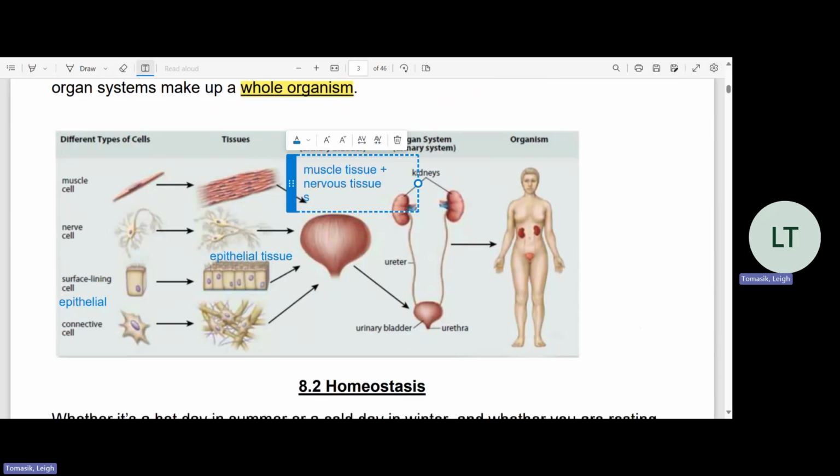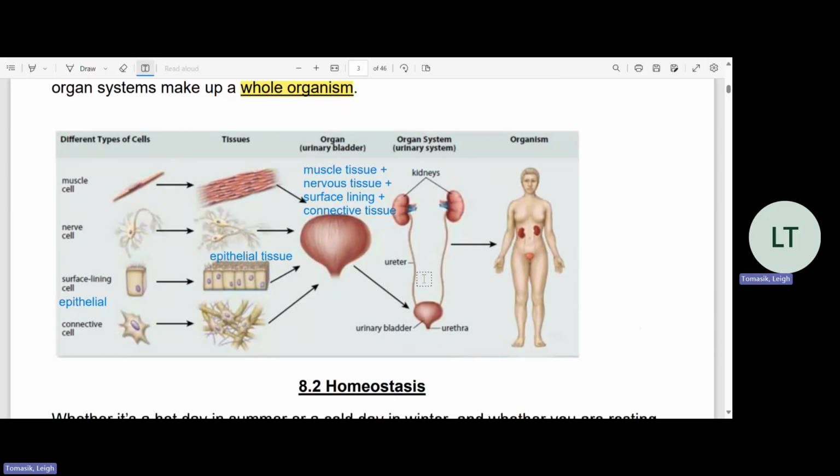You have surface lining tissue to line the inside and the outside of your bladder. And you have connective tissue connecting it to the rest of your body, right? It's hanging in there in the lower middle of your abdomen and it's hanging by connective tissue. So all four of these tissues come together to make an organ.